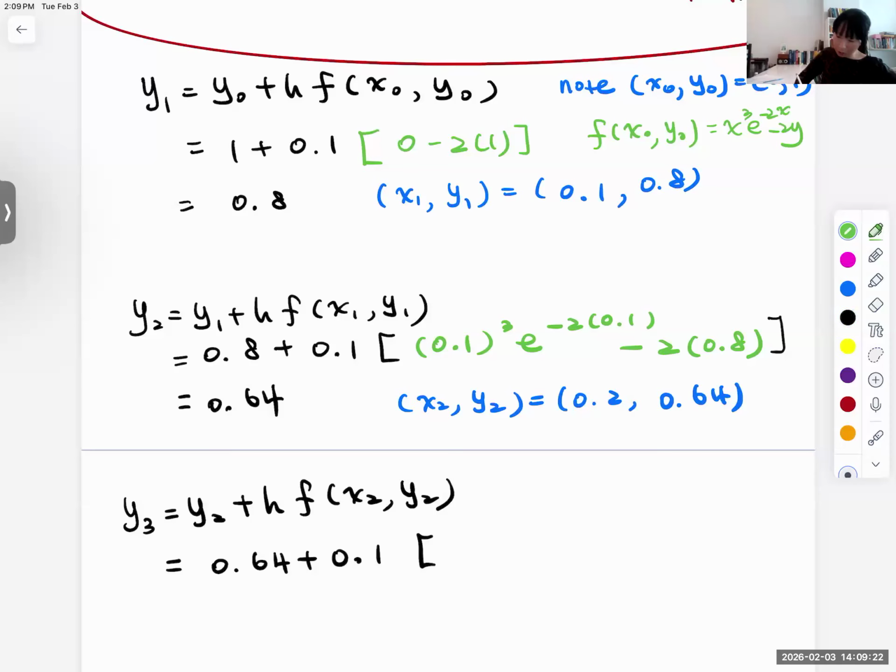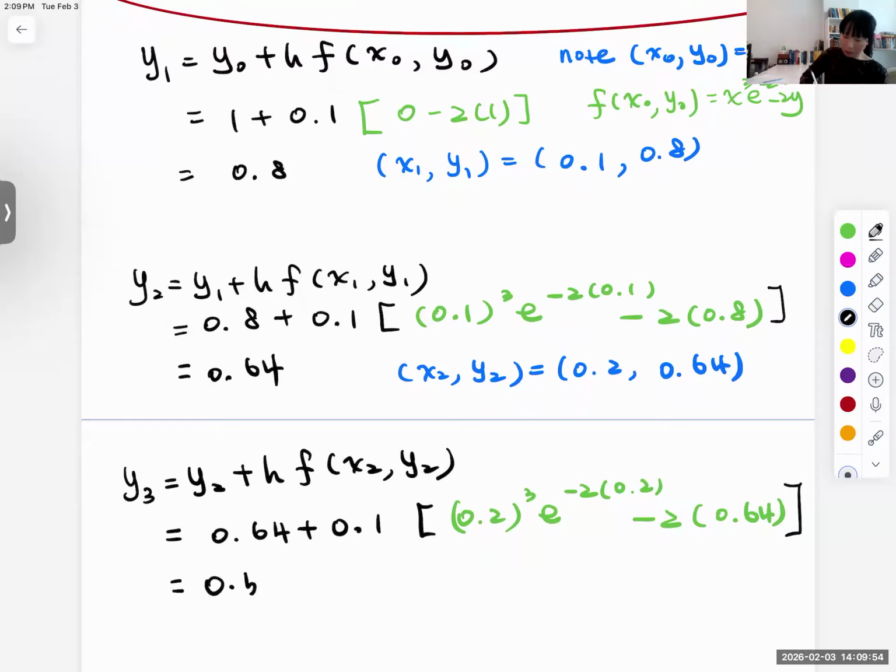Okay, so we have x sub 2, which is 0.2, to the third power e to the negative 2 times 0.2 minus 2 times y sub 2, which is 0.64. Okay, now can you please calculate? This will be 0.5126. So x sub 3, y sub 3, x sub 3 will be 0.3.